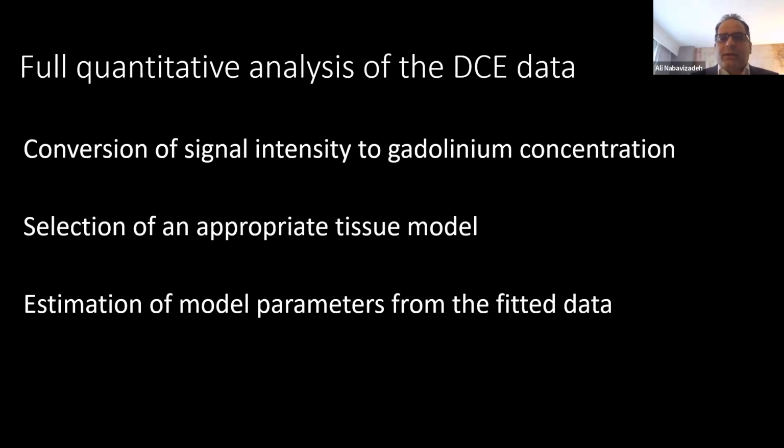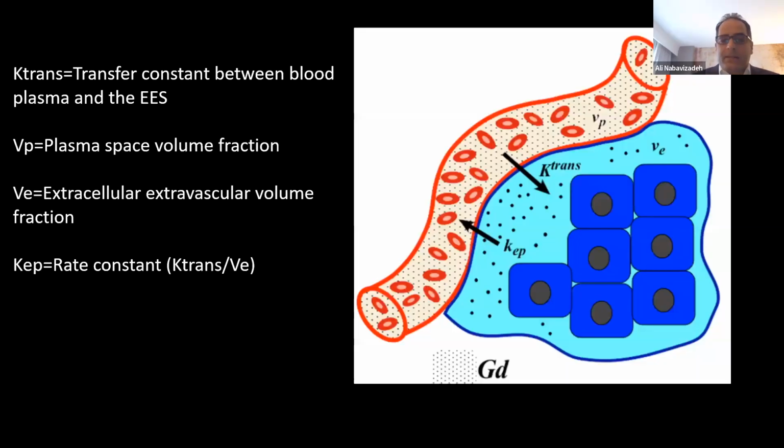And so we can do a full quantitative analysis of DCE data by conversion of signal intensity to gadolinium concentration. And we have to select an appropriate tissue model. And then we can estimate the model parameters from the fitted data. The model that we usually use is a modified Tofts model that gives us the Ktrans, which is a transfer constant between blood plasma and the extravascular, extracellular space, or interstitial space. So this is Ktrans. Vp is the plasma volume.